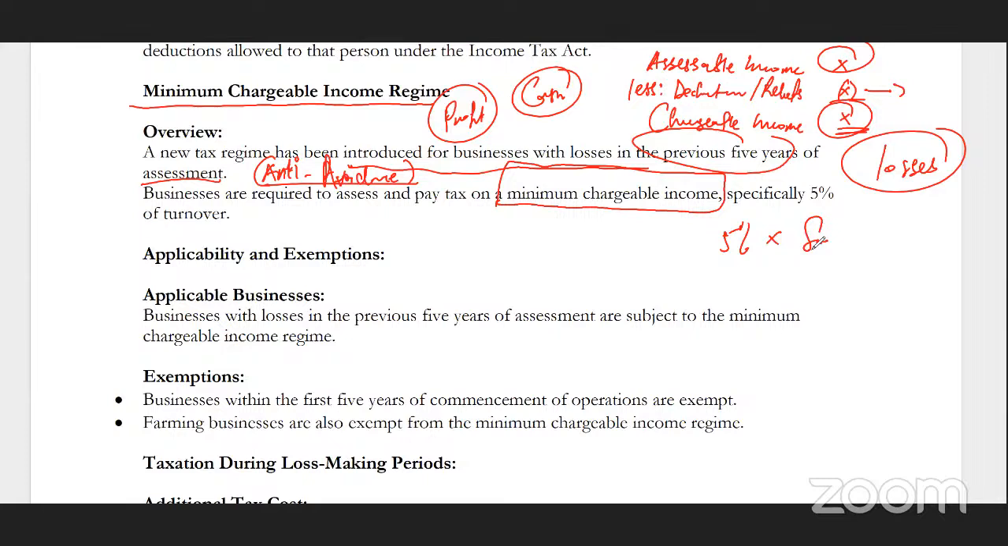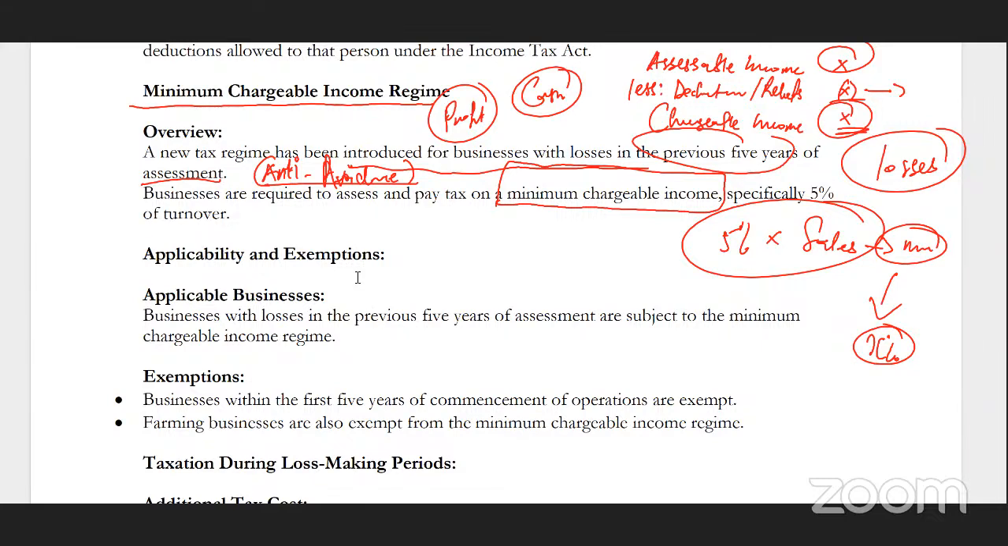So now, even if you make losses, you can still pay taxes. But you must understand that this provision will only be applied once you hit that 5-year period. That means there's still tax planning around this, but we are not learning that. We are learning how to be compliant. Is that okay? So let's look at the applicability and exemptions for this provision.